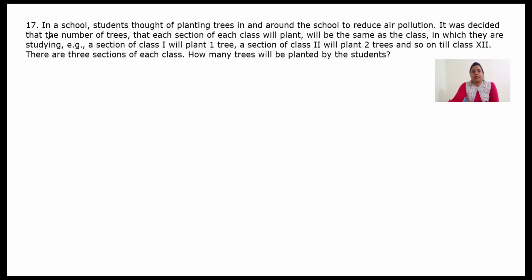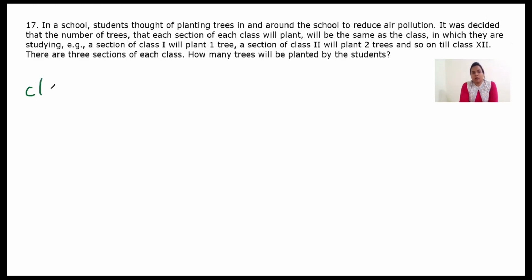It was decided that the number of trees that each section of a class will plant will be the same as the class in which they are studying. Example, a section of class 1 will plant 1 tree, a section of class 2 will plant 2 trees, and so on till class 12. There are 3 sections of each class. How many trees will be planted by the students?